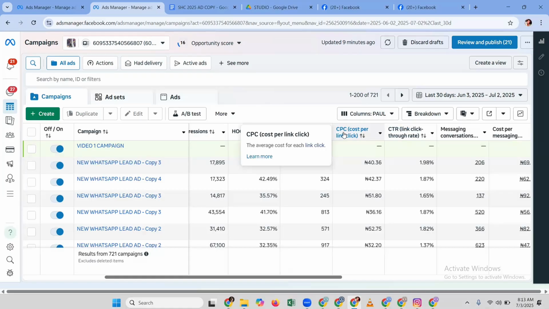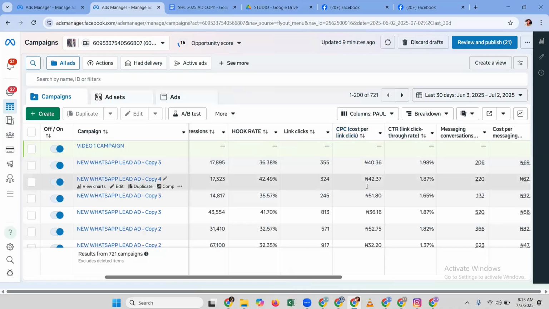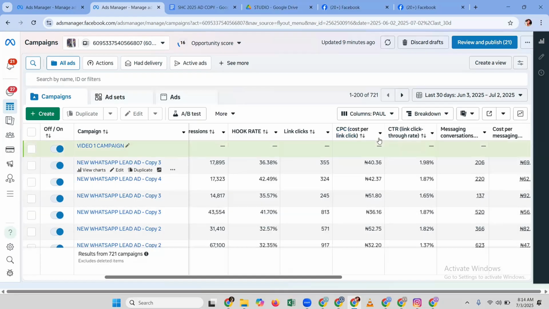There is no way Facebook is going to be charging you 200 naira to get one click, and you're expecting to see 100 naira per lead. It is not working because the cost per link click has already exceeded your expected cost per result. I hope we're following. So this is cost per link click. This is where we'll now look at it, and then I'm going to show you how to analyze it always.